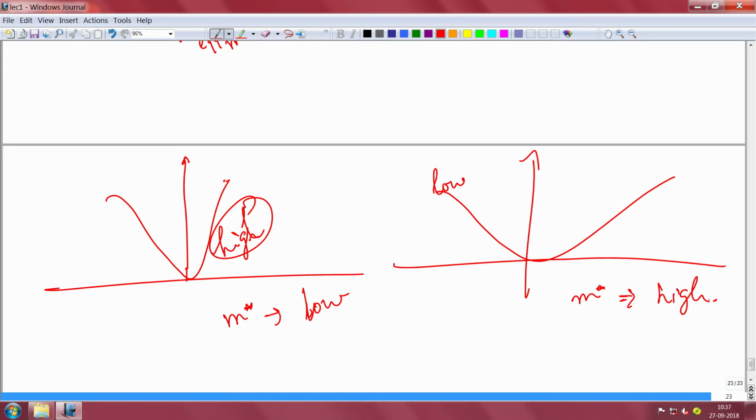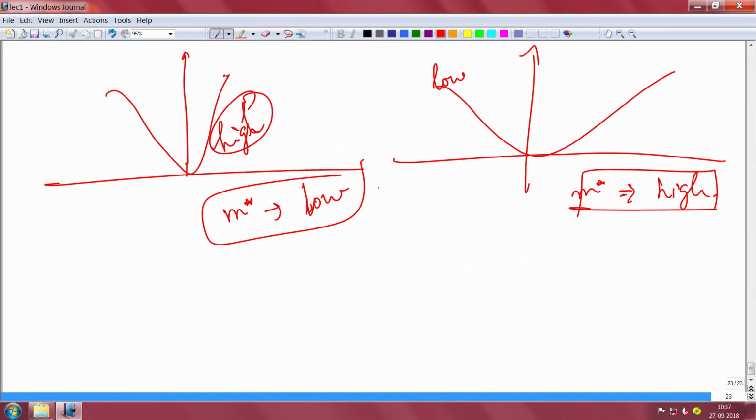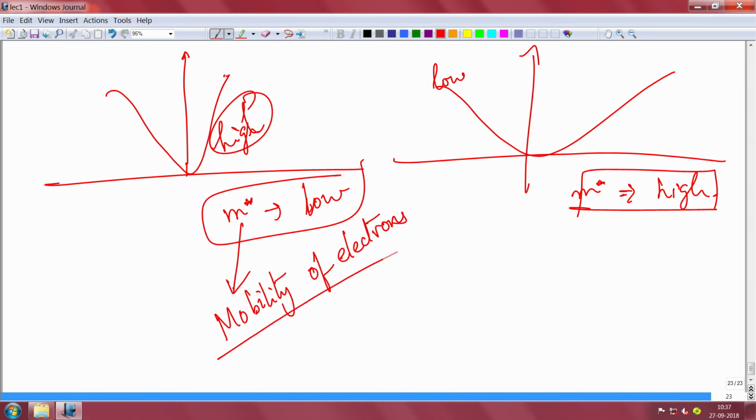Now, you may ask, how does this effective mass being high or low matter? It matters tremendously in your devices. If your effective mass is low, then there is something called mobility. I will come to that maybe a few classes later. There is something called mobility of electron. If your effective mass is low, then mobility of electron is high.